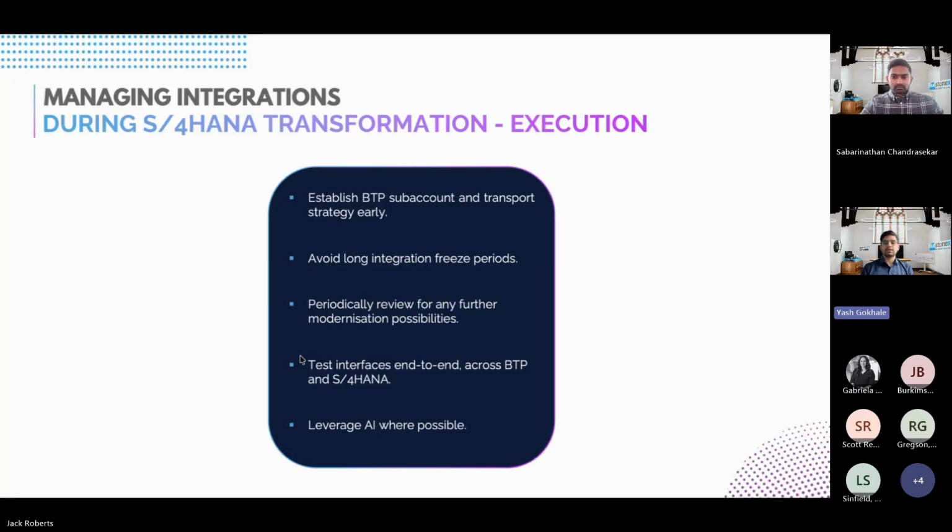And now we get to the last stage. So you have now successfully implemented Integration Suite and S/4HANA. Next slide, please, Jack.